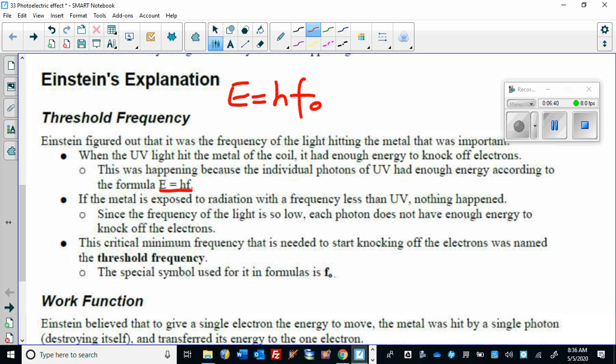In other words, that's the lowest frequency that will liberate electrons from the surface of the metal. If the frequency is any lower than that, then the electrons don't have enough energy to get off the metal. If the frequency is higher than that, then they will be ejected and they'll have more energy. So that's the threshold frequency. It's the lowest frequency for any given metal that will allow electrons to leave the surface.